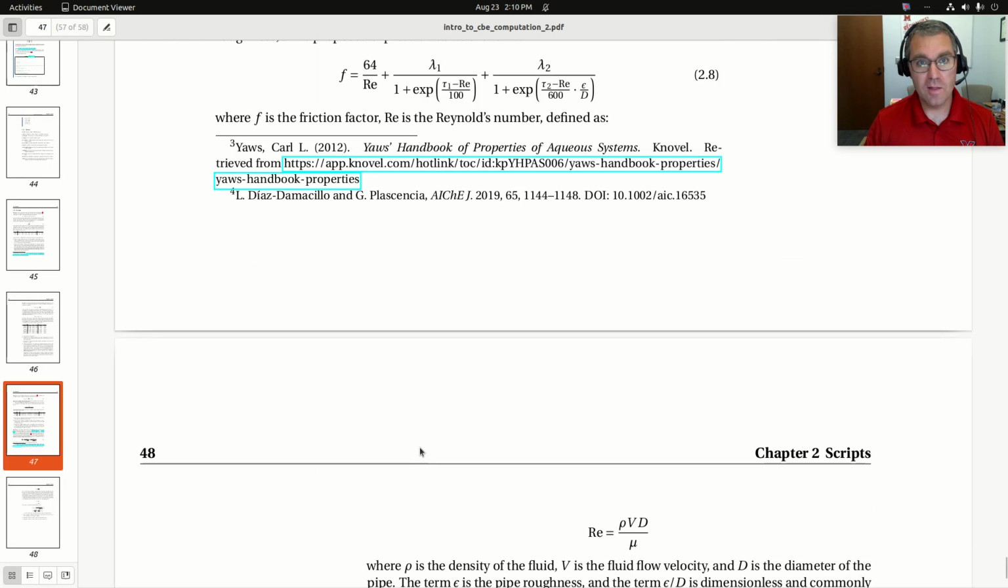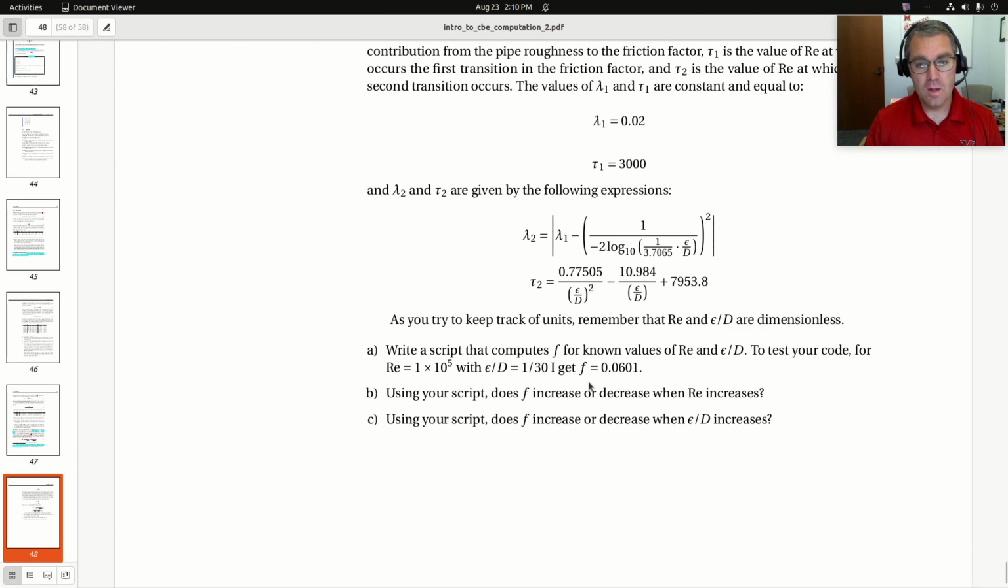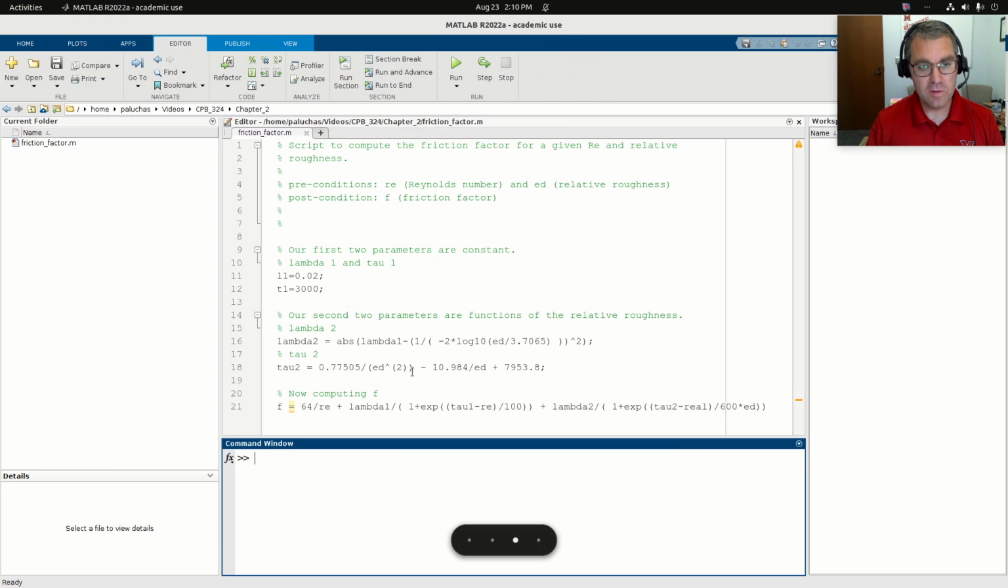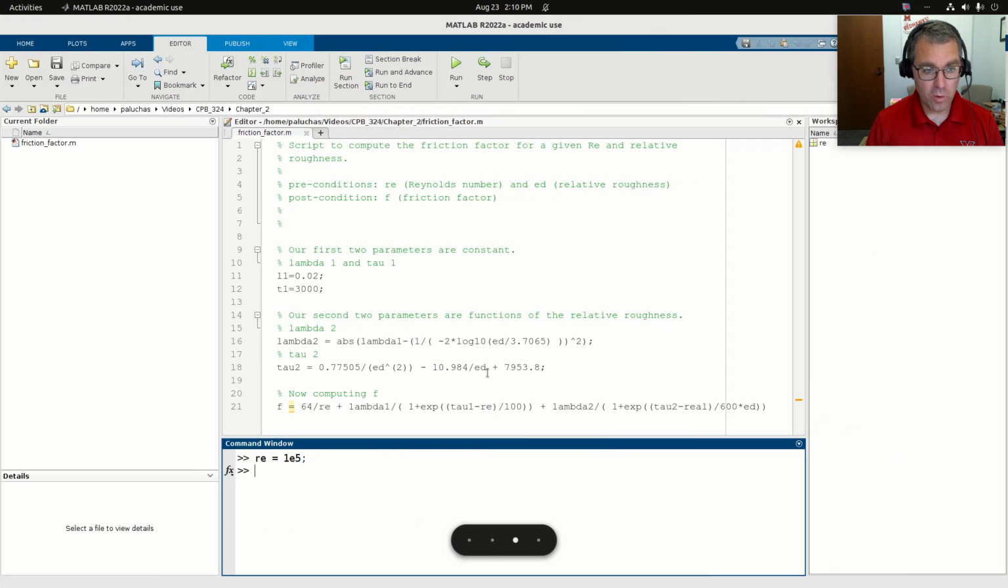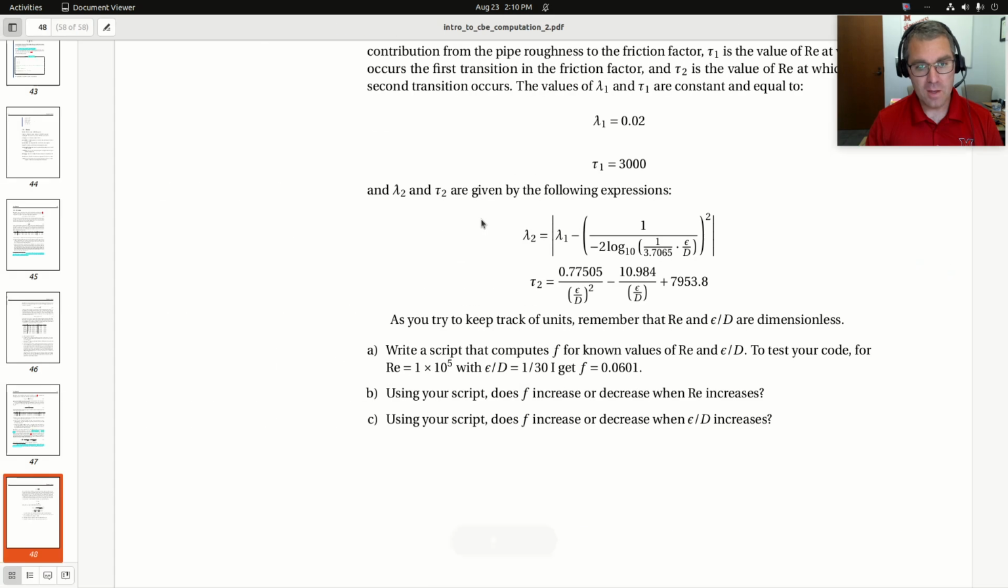Looking at the first case, it says to test your code for the case of a Reynolds of this. So my precondition: Reynolds is 1e5, and relative roughness of 1 over 30. So that's ED, as I said: RE and ED, where ED is 1 over 30.